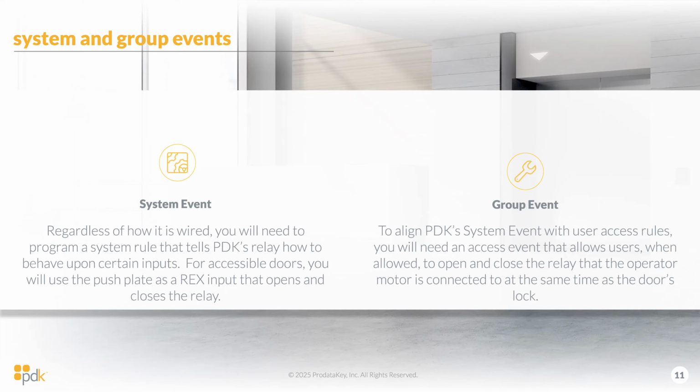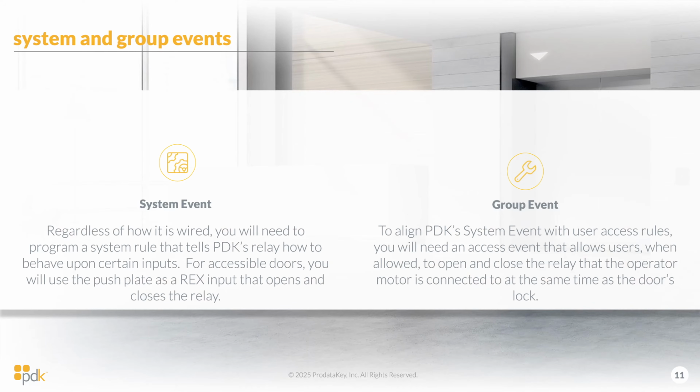Your system event, regardless of how it's wired, is going to program a system rule that tells PDK's relay how to behave upon certain inputs. So this is going to be very similar to any other REX rule that you've programmed in the software, where you say, hey, when this REX input is detected, you need to open and close the relay associated with the lock. So functionally, we can think of the ADA button as a REX. When we treat it as a REX, it becomes much simpler to just say, oh, well, when we receive this input, open and close this other input.